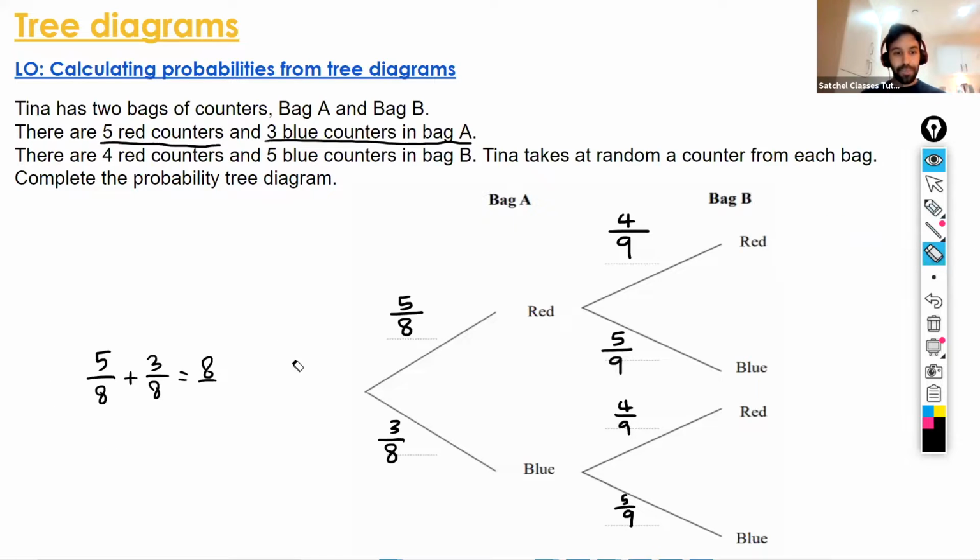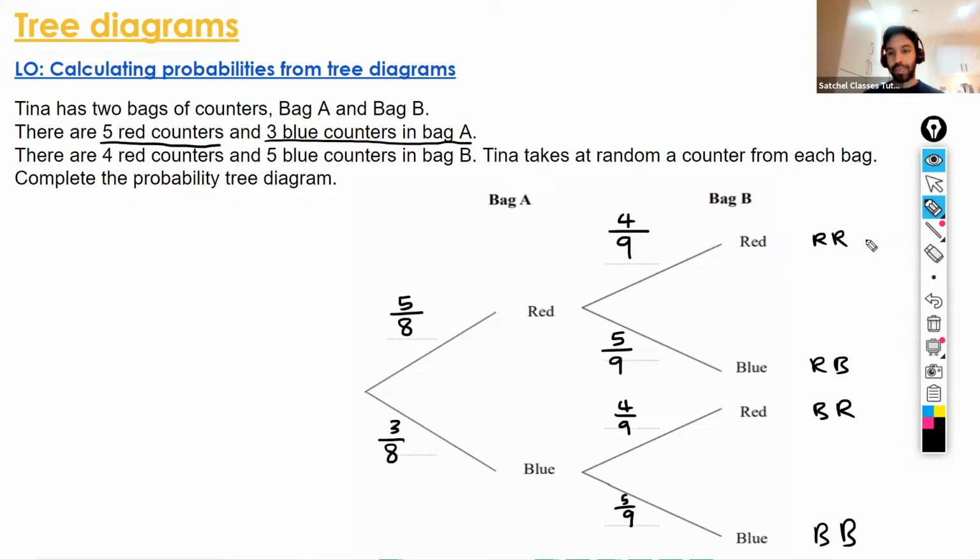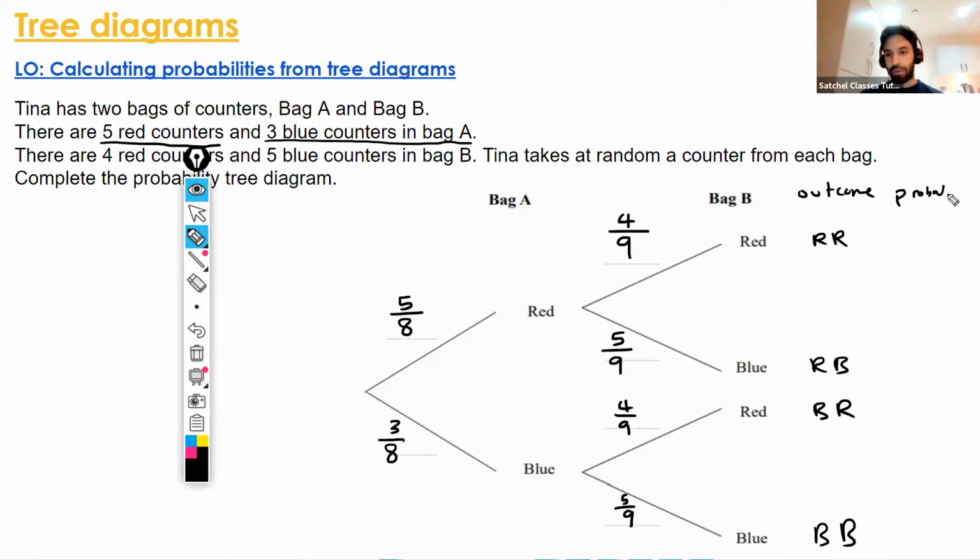Now, this is really important. In terms of the total outcomes, we can have red, red. We could have red, blue. We could have blue, red. And we could have blue, blue as well. And then from here, we can work out the probability of each outcome. And this is essentially what we're going to learn. So this is the outcome, and then how do we work out the probability of each outcome? Sorry about that, I just moved this. And then we want to learn how to work out the probability in each case.